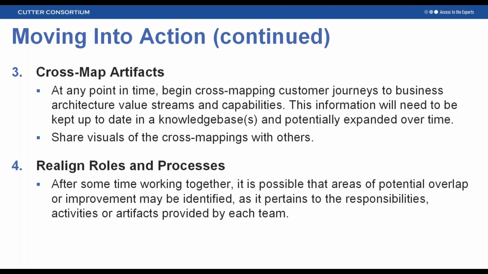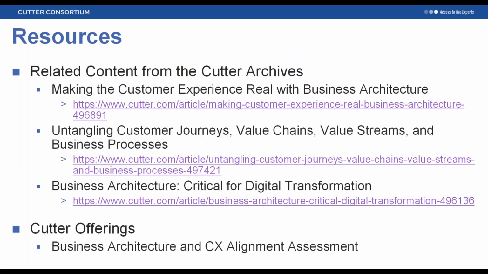And then eventually over time, as you've been working together, it is possible that you'll identify better ways of working together. Maybe you've identified some areas where you have some overlap or improvements in the way you work. And then update your role definitions and your responsibilities. Update your activities and the artifacts that each team creates in order to best leverage each other and not produce any duplication. So with that is the end of our content for today.